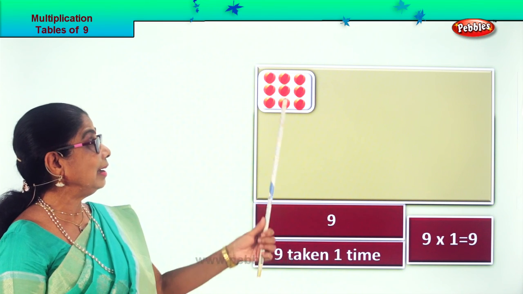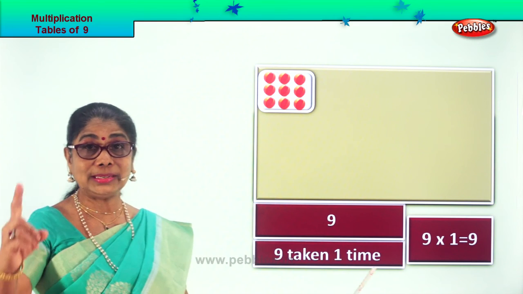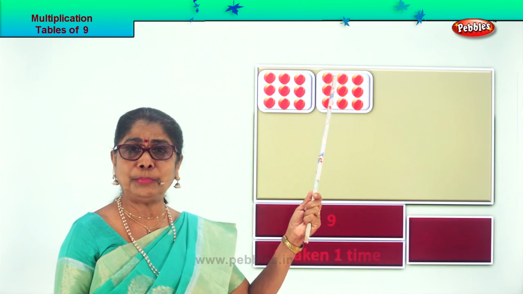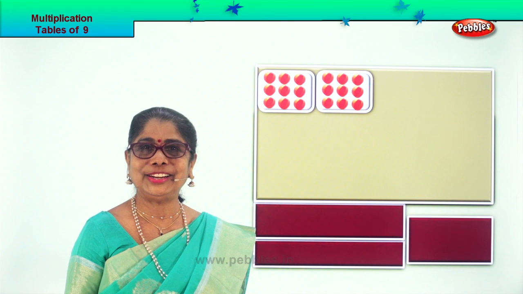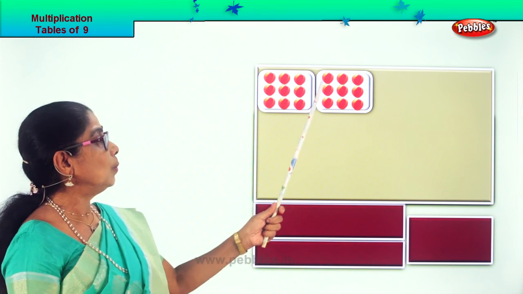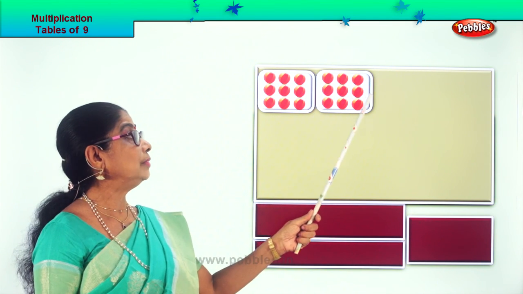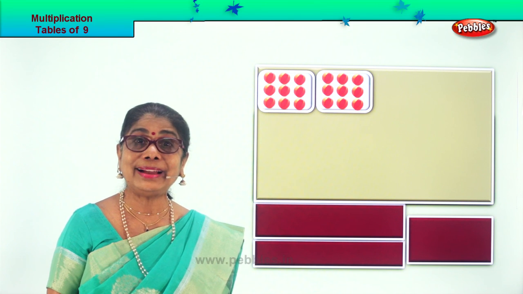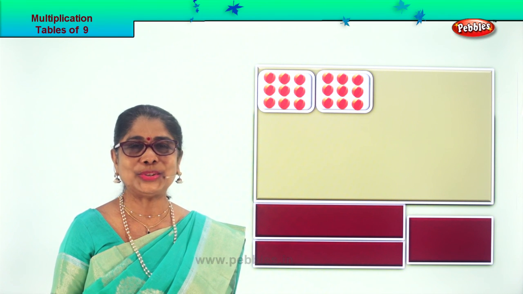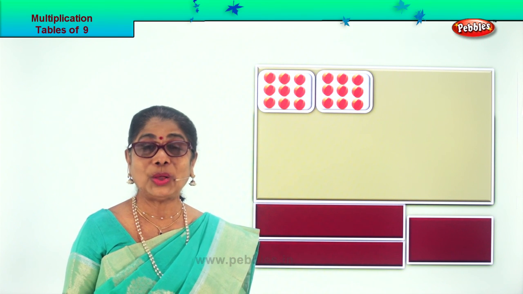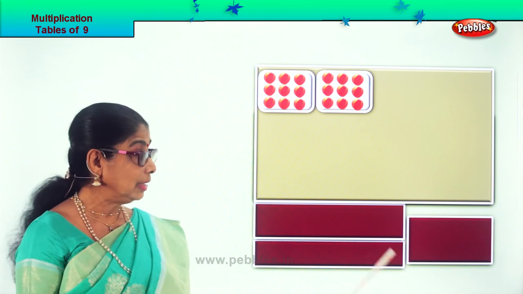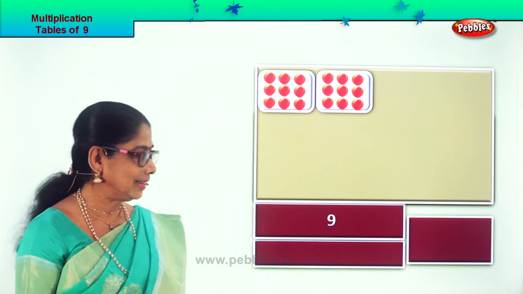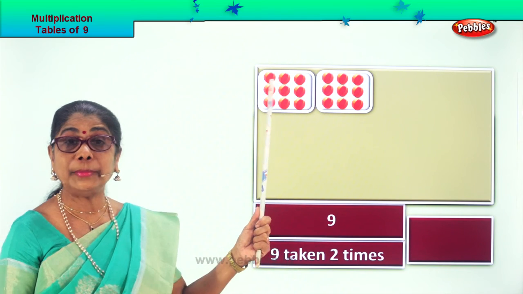So how many times we have taken 9? 9 taken 1 time. Let's take another box of 9 balls and put it here. Good. Count. 1, 2, 3, 4, 5, 6, 7, 8, 9. So now we have 2 boxes of 9 balls. 2 boxes of 9. We are building 9 times table. So we write here 9. Good.